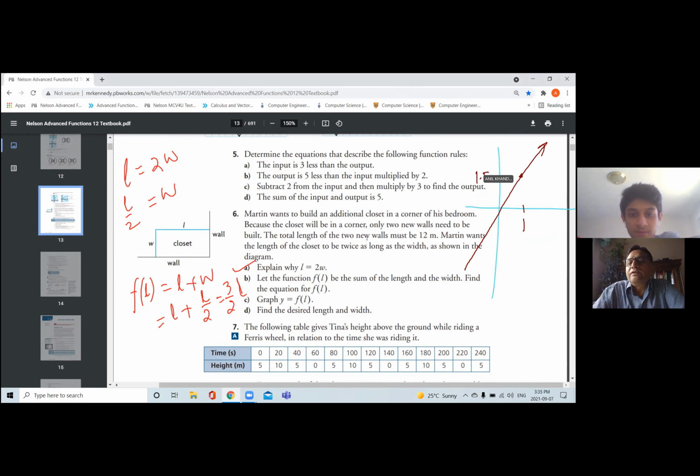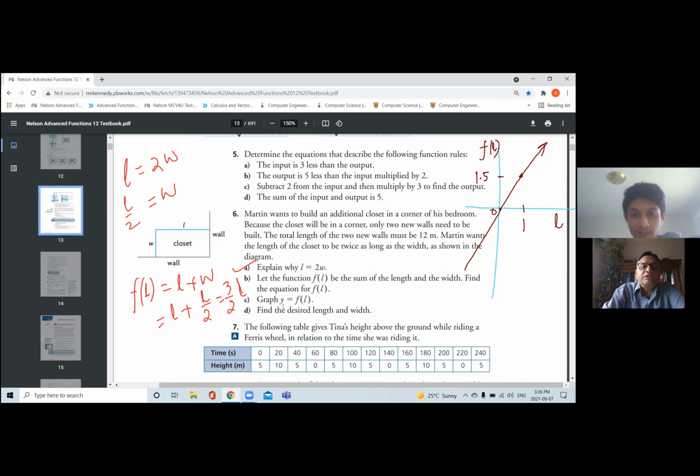Yes, sir. So that gives you a slope of 3 over 2, where the independent variable is L and the dependent variable is f of L. Is that clear to you? Yes, sir. So that is how you're going to do this particular question.